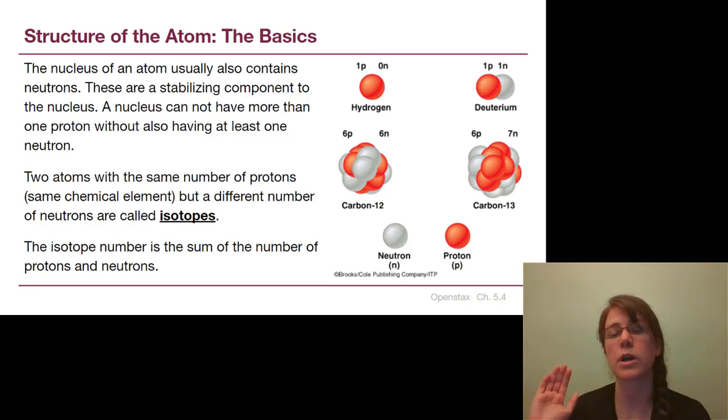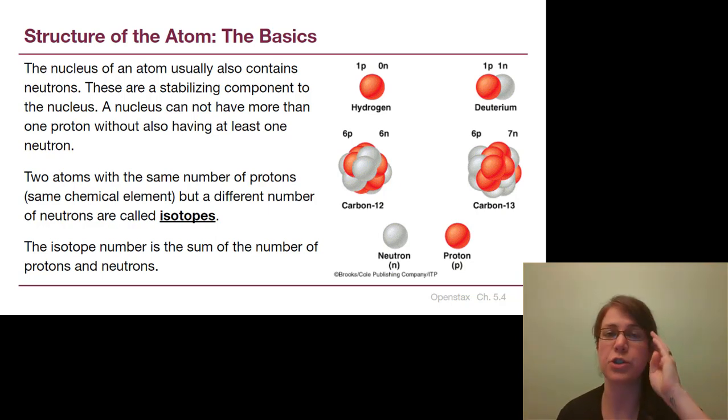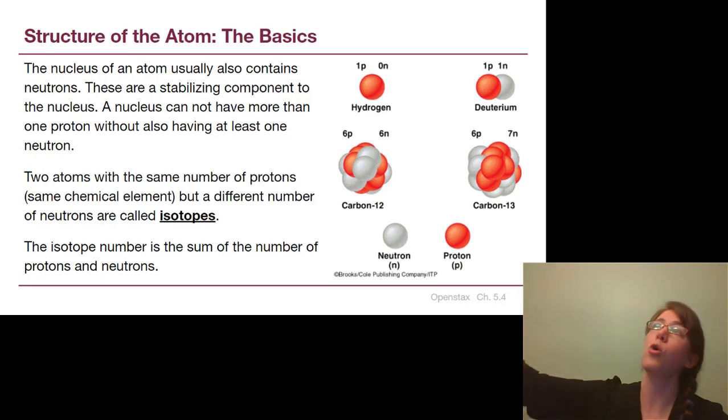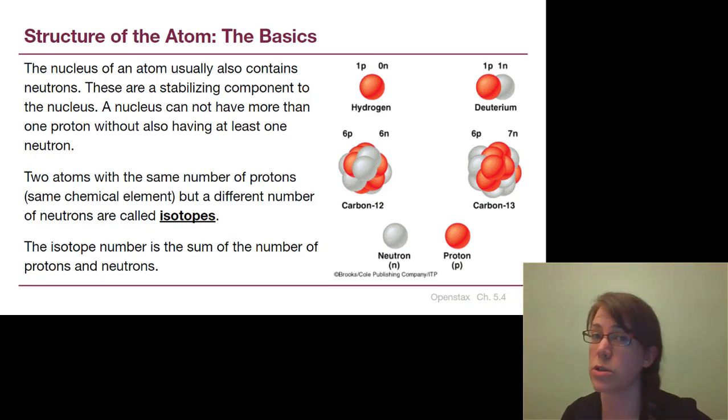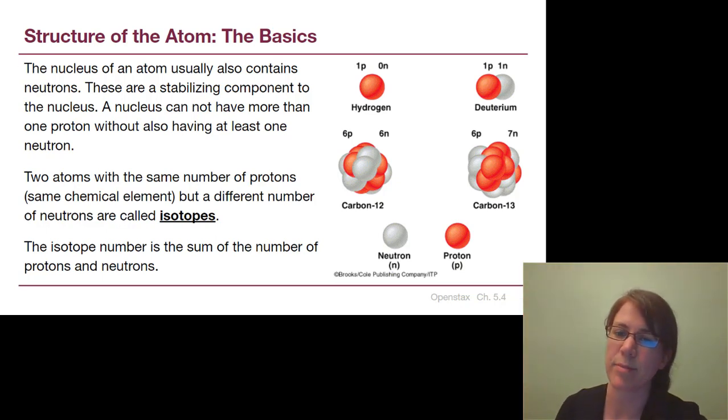And there's 1 proton and 1 neutron, and so that's hydrogen 2, which is common enough in the universe that we have a special name for it, deuterium. But if you search that whole periodic table for something called deuterium, you won't find it.